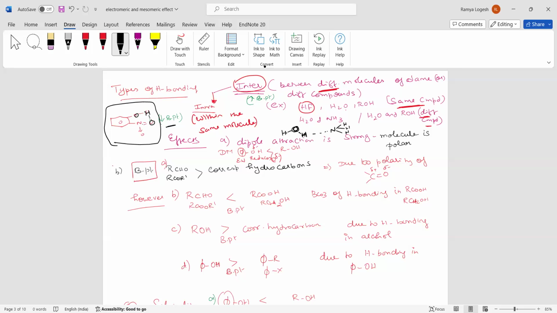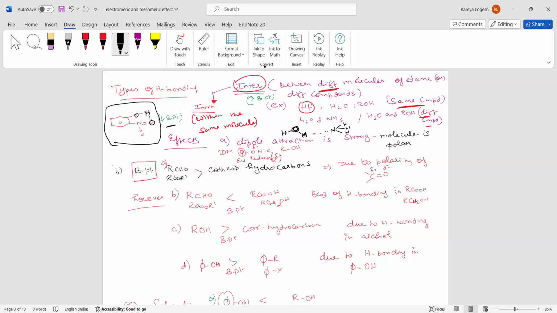Most of the questions at mains level are with respect to hydrogen bonding. They ask which is having more boiling point, more melting point, more solubility, all those things. So what should you remember? If it is inter, it means between different molecules, and the boiling point is more. If it is within the same molecule, intra, then it is having less boiling point.